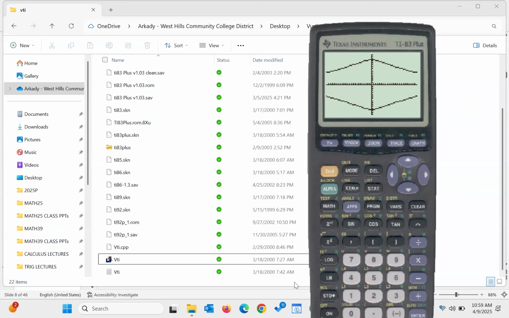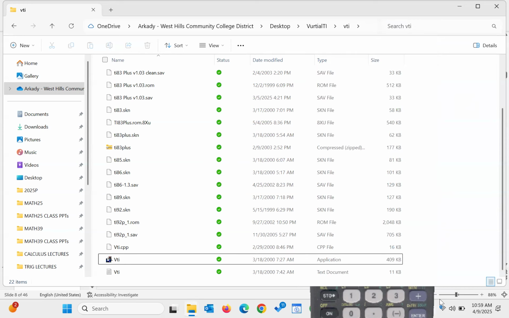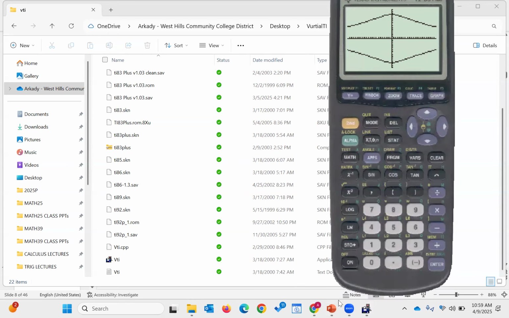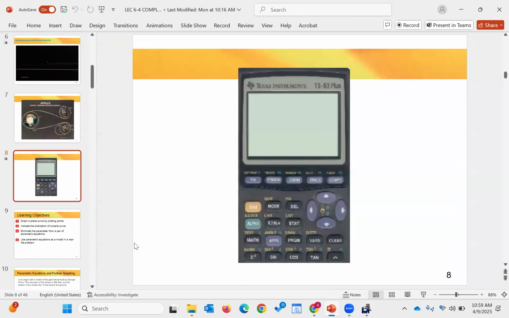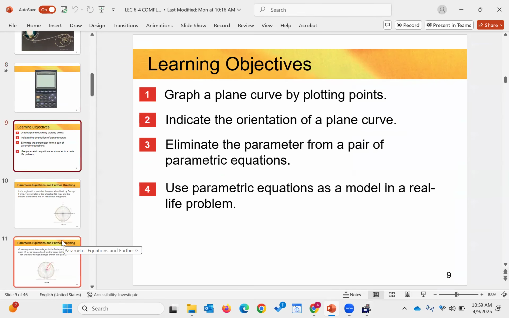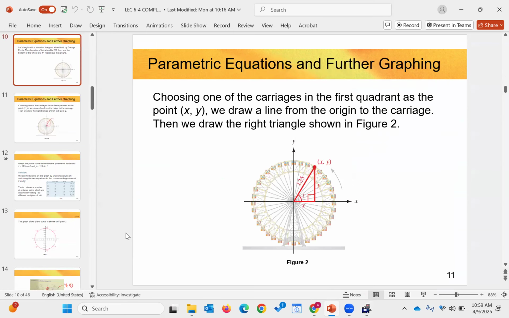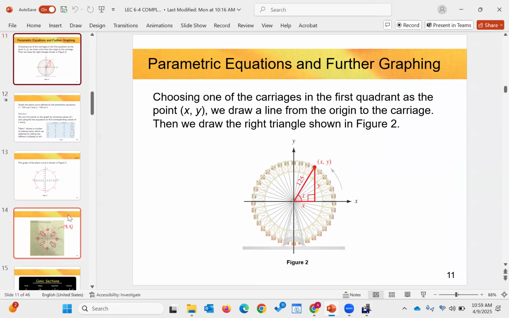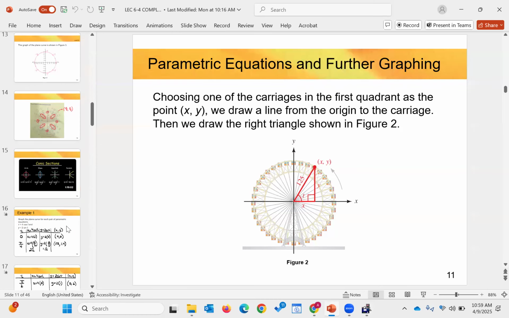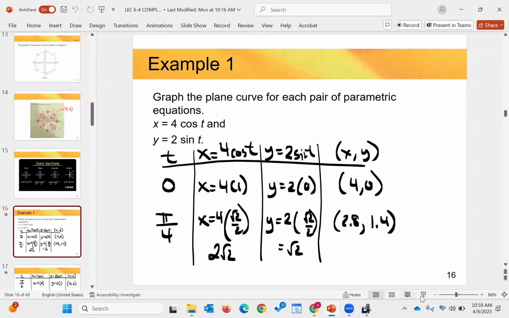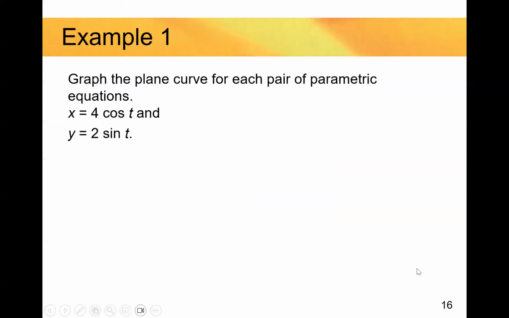Okay, so now let's go back to the PowerPoint. Let's do this manually now. Let's see what happens when we plot these just for our understanding of things. And we'll do that a little bit later. Let's do this real quick here. That's the one I want to do. So this is example number 1. I want us to plot this manually first, and then we're going to graph it by calculator.